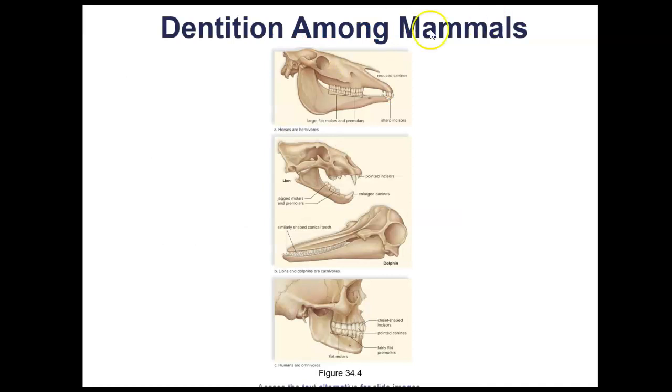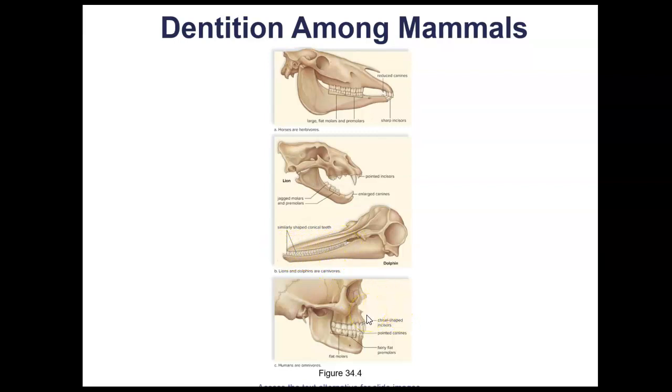So here are some examples. What you can see here is the skull of a horse, which is a herbivore. You can see the incisors for clipping. They don't really need the canines, so they're reduced. And then the premolars and molars are flattened for grinding. And then we have the skull of a lion, which is a carnivore, and the skull of a dolphin, which is also a carnivore. Most of their teeth are pointed, and the lion has the enlarged canines, pointed incisors, and pointed molars and premolars, and the dolphin has these conical shaped teeth, again for shredding.